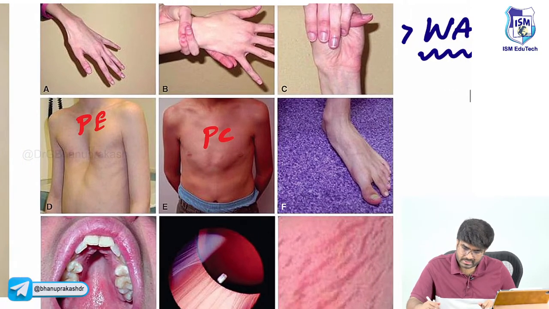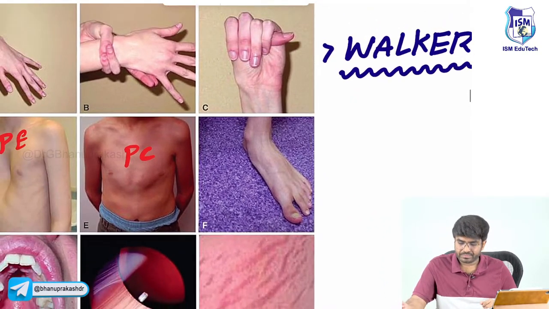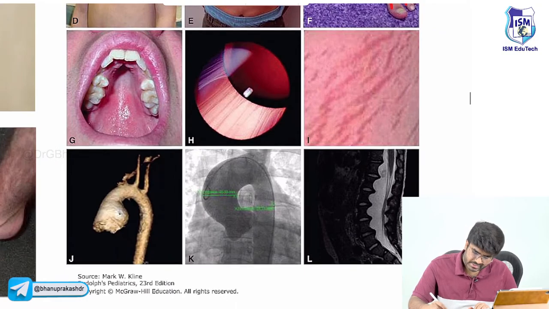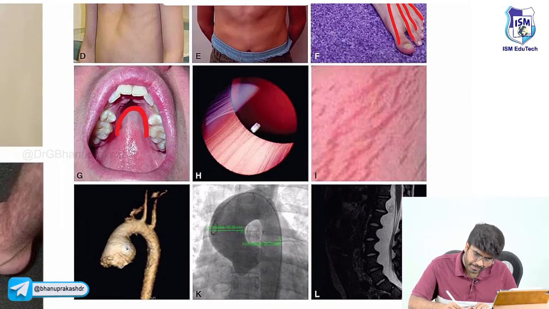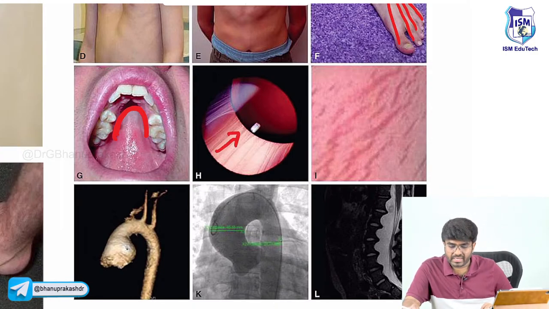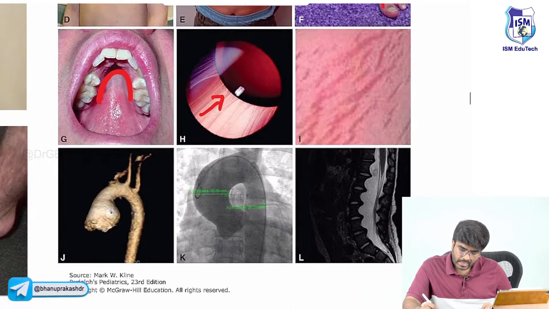Now, what else, sir? Look at the fingers. The fingers are going to be very lengthy. Now, what can you see here? This is a high arched palate. And you can very clearly see here there is superior temporal dislocation of the lens. Okay, that's one thing.